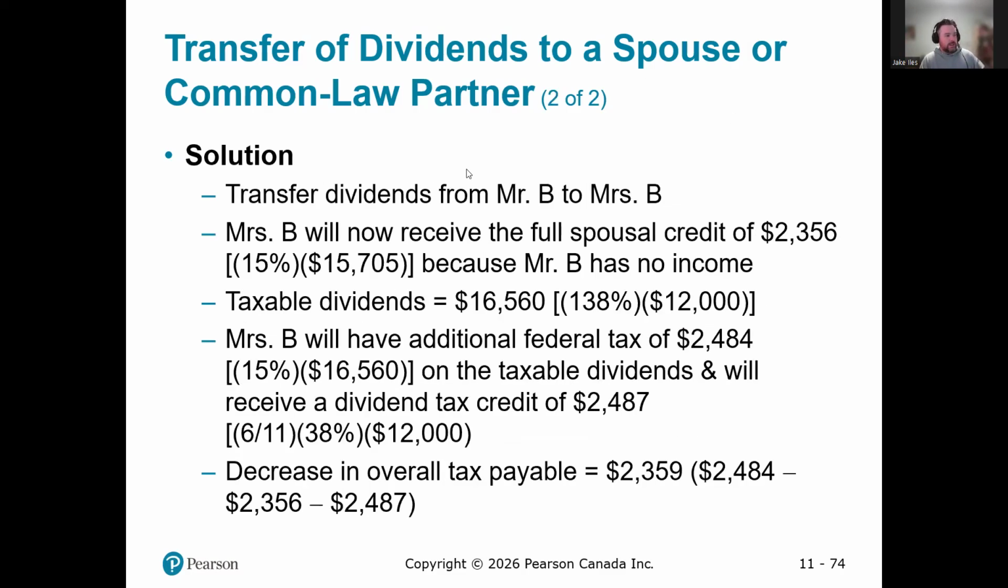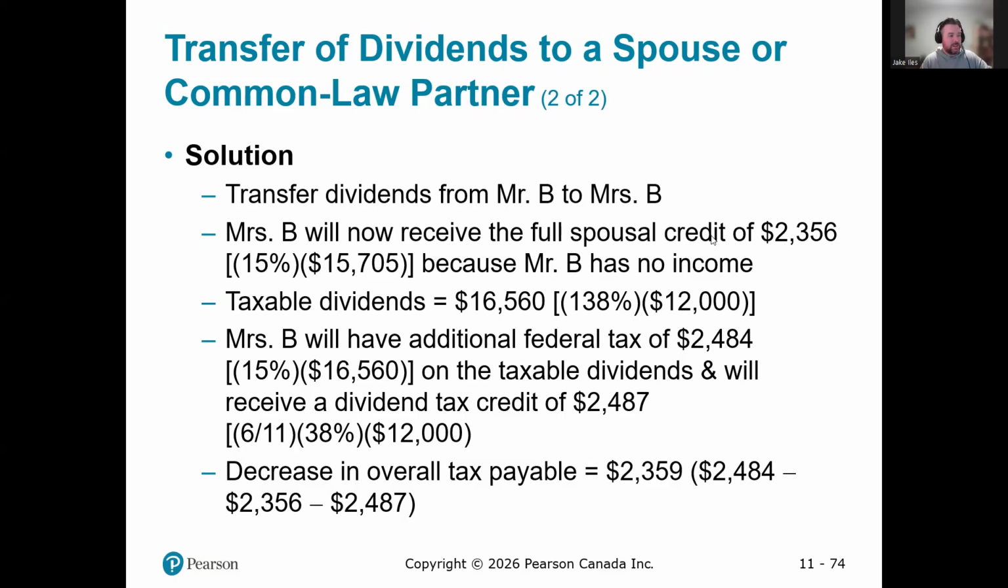So the solution is we can transfer the dividends from Mr. B to Mrs. B. Mrs. B will now receive the full spousal credit. Because Mr. B now has zero income, his basic personal amount will transfer to Mrs. B. She'll be able to use that amount and she'll be able to use the dividend tax credits. So now we're not losing out on anything.